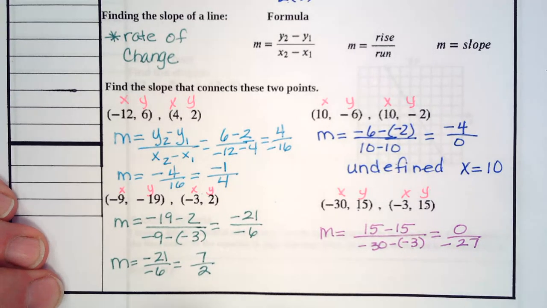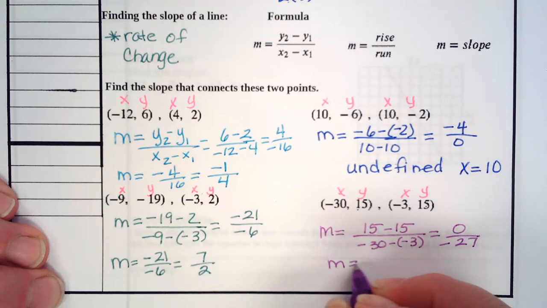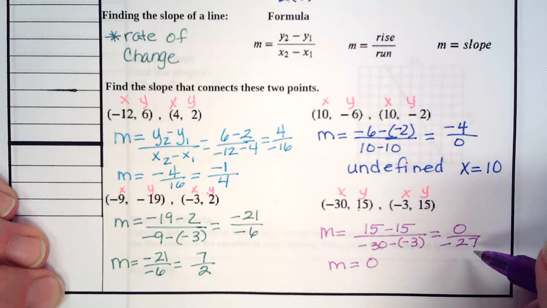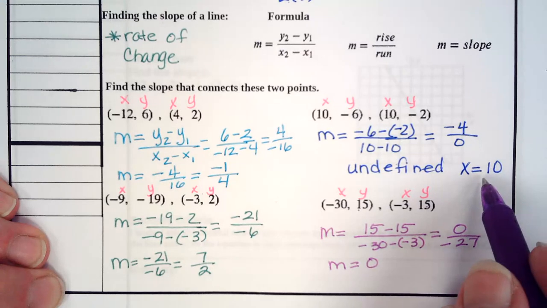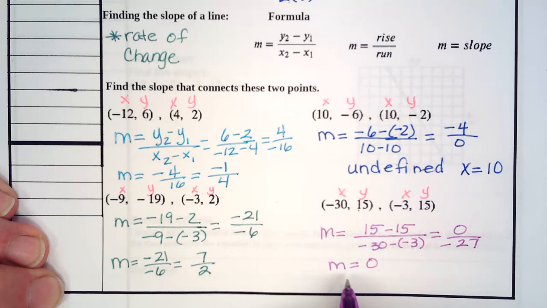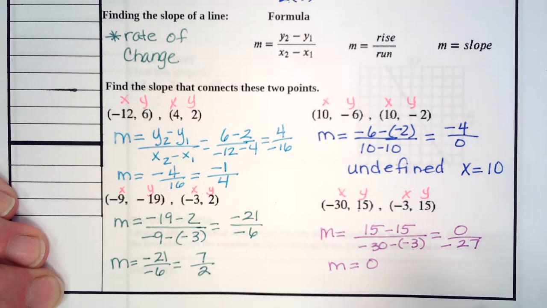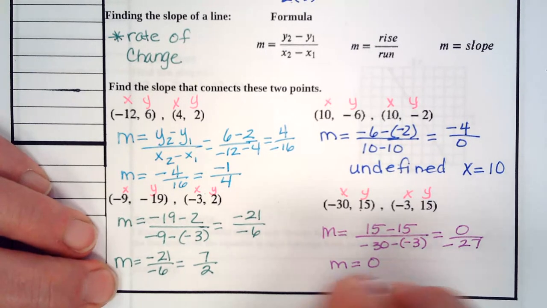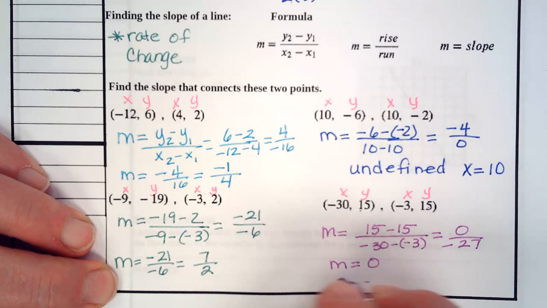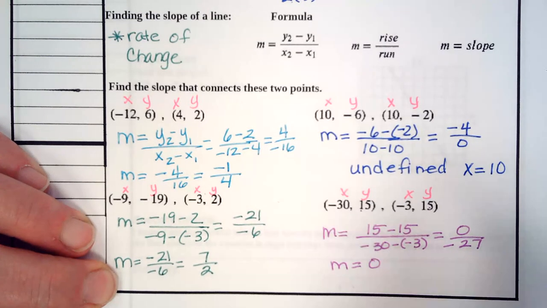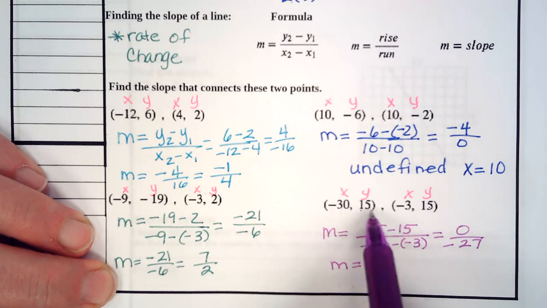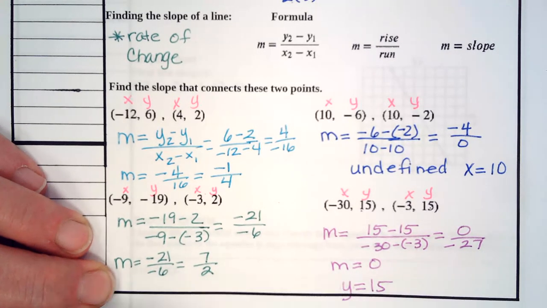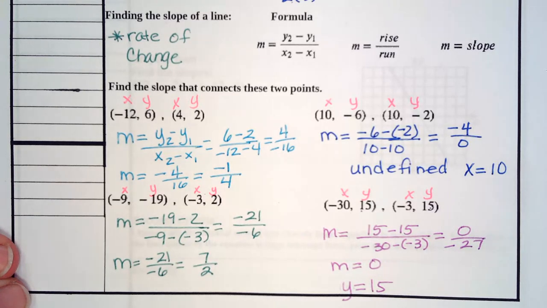What's my slope? It's a 0 slope. These are kind of opposite, because the previous one would be perfectly vertical, and this one will be perfectly horizontal. So if we're looking at the y values, what are my y values? They're always going to be 15. y is equal to 15 is the equation for that line.